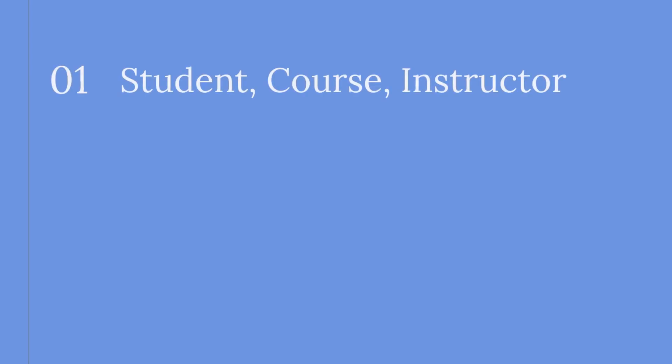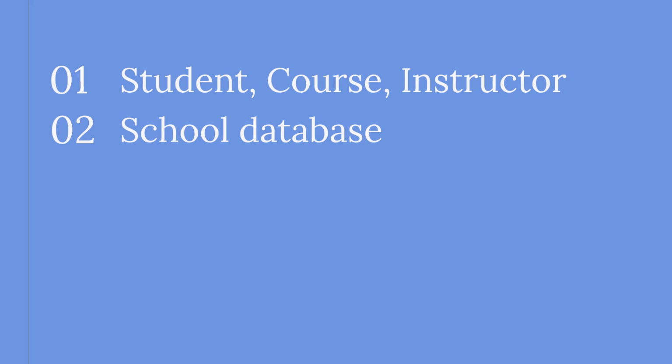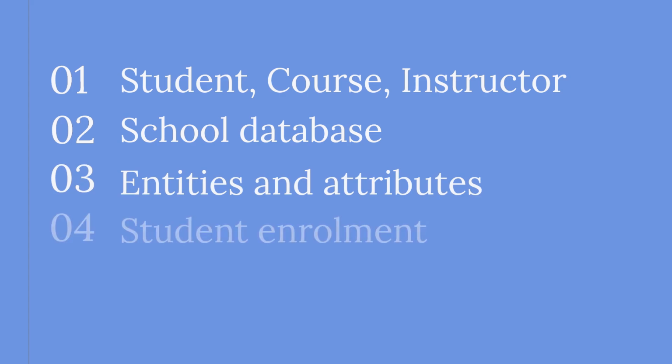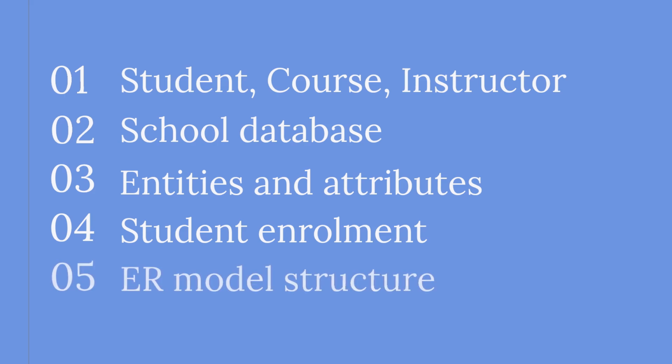Consider a school database with students, courses, and instructors. Entities include student, course, instructor, and enrollment. Each entity has specific attributes, like course name for course. Relationships define how these entities interact, such as student enrolling in course. This example illustrates a basic model structure.